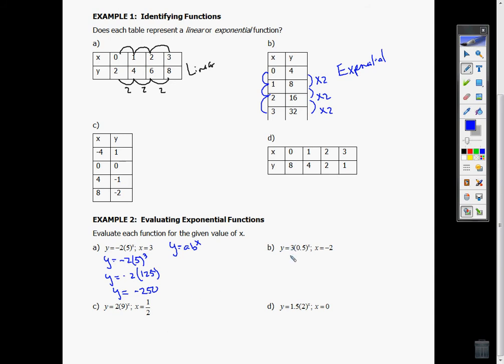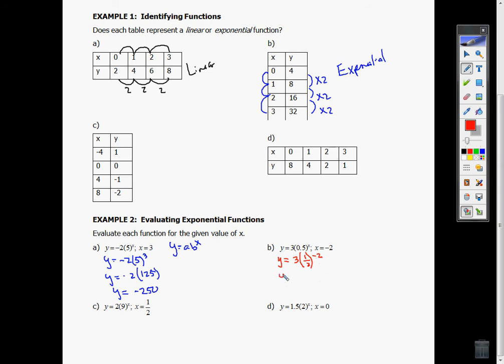Now let's head over to b. b is going to be the exact same process. I'm going to be substituting into this exponential equation an x of negative 2. So I'm going to rewrite, and say y equals 3 times, you know what, I'm going to write 1/2. I like fractions better than decimals. And I'm going to substitute the x as negative 2. Okay, so hopefully I didn't throw you off there. I just changed 0.5 to 1/2, and then I did the substitution of x to be -2.